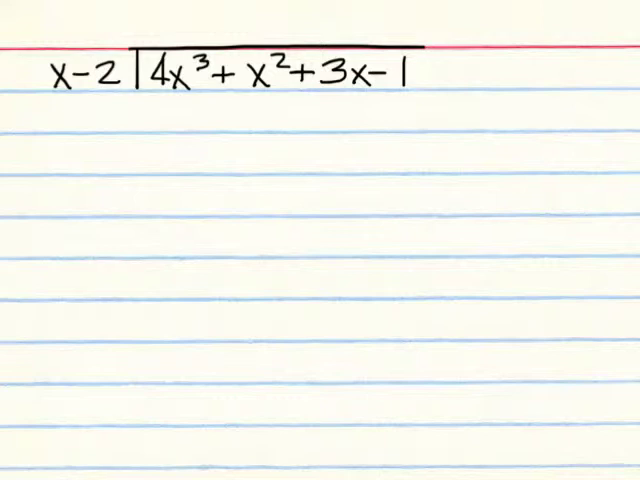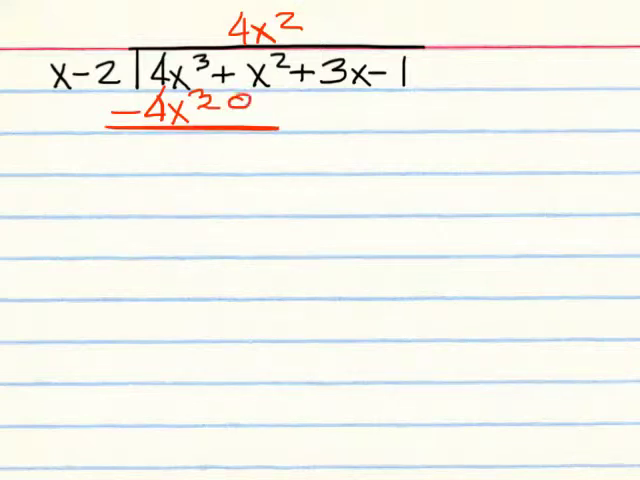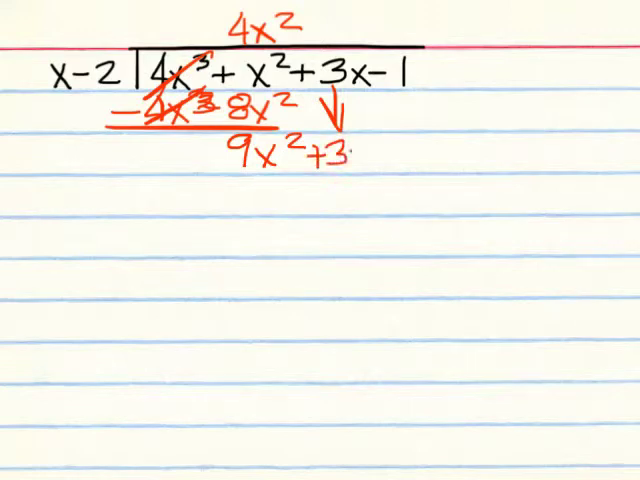Solution for the practice problem. X times 4x squared would give me 4x to the third, and then I multiply that 4x squared by the minus 2 outside, and that would be a negative 8x squared. Subtract, those cancel out, and that should be a 3 here. And then 1, right here, 1 minus a negative 8 is going to be a positive 9x squared, and drop your 3x.